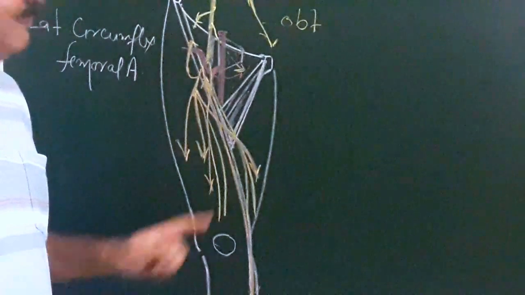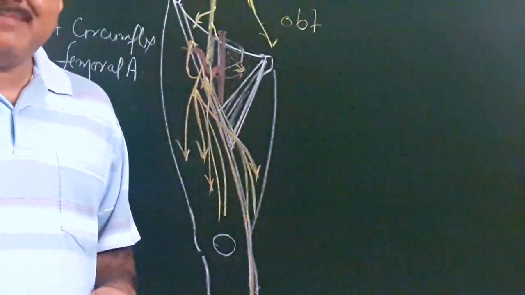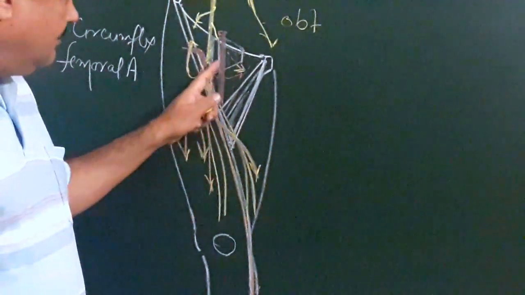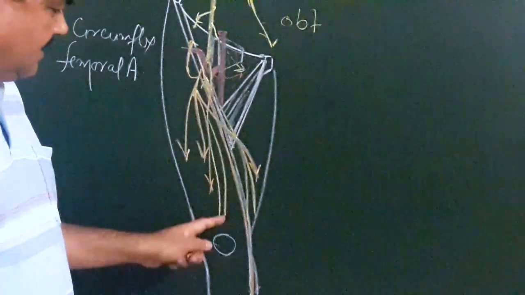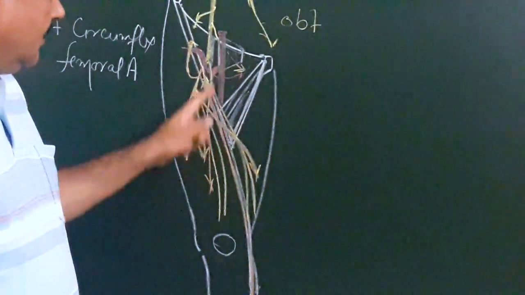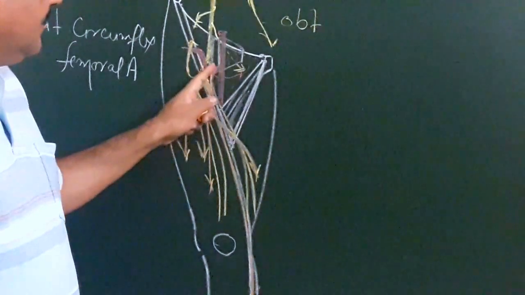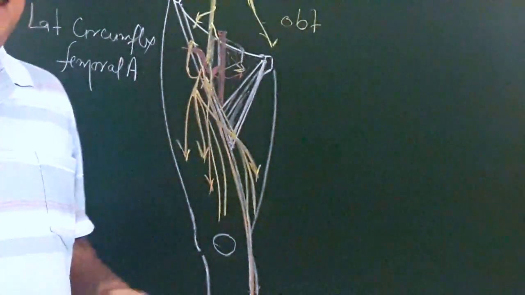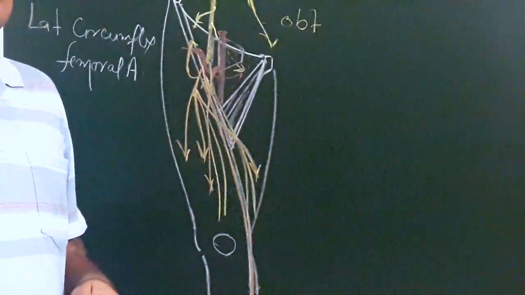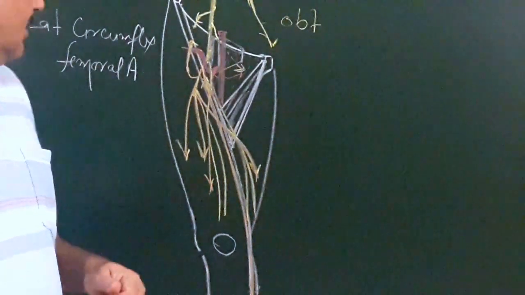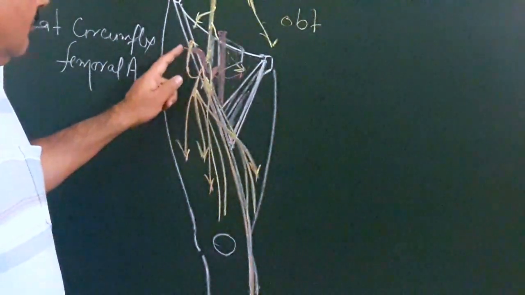It also gives supply to the vessels, vascular branches, to the vessels passing to this region. These are the branches of the femoral artery. It gives vascular branches. So this is all about the femoral nerve.